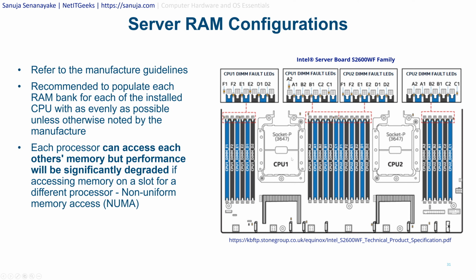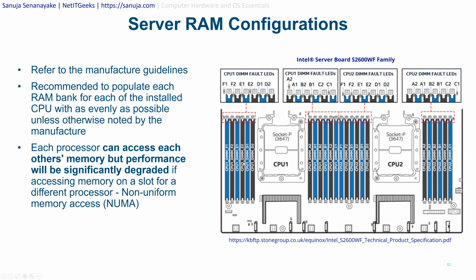Keep that in mind. Each processor can access the other's memory, but the performance will be significantly degraded when accessing memory on the slot of a different processor. This is called non-uniform memory access, also known as NUMA. That's what could happen if you populate memory unevenly across 2 CPUs or multiple CPUs, or you do the configuration incorrectly. So keep that in mind.